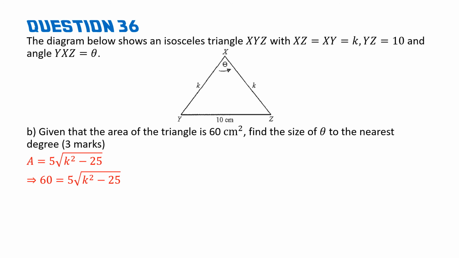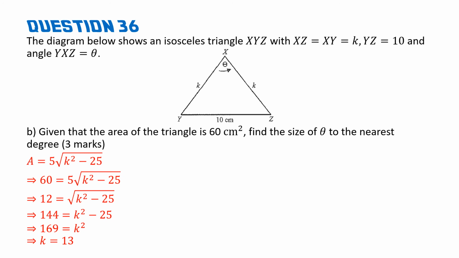So the first thing I'm going to do is divide both sides by 5. So we get that 12 is equal to the square root of k squared minus 25. Now I want to get rid of that square root, so I'm going to square both sides. So 12 squared is 144, and that's going to be equal to k squared minus 25. I'm now going to add 25 to both sides, and we get that 169 is equal to k squared. Now if I take the square root of both sides, we get that k is equal to 13. So the only way that a triangle with a 10 centimetre base can equal 60 centimetres squared in this instance is if our side lengths are 13 centimetres long.